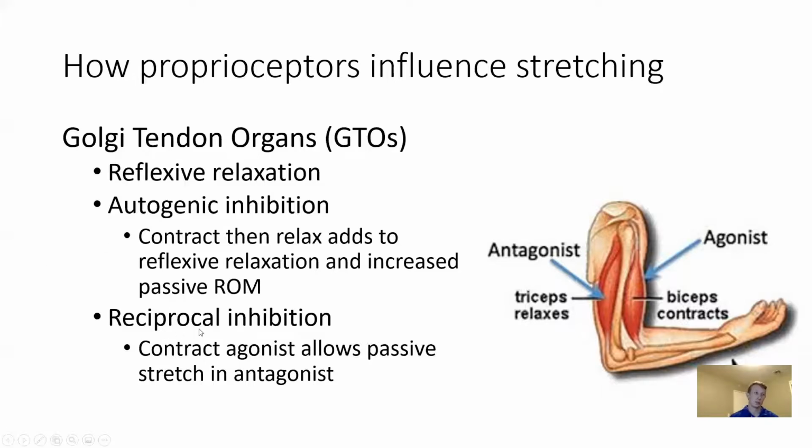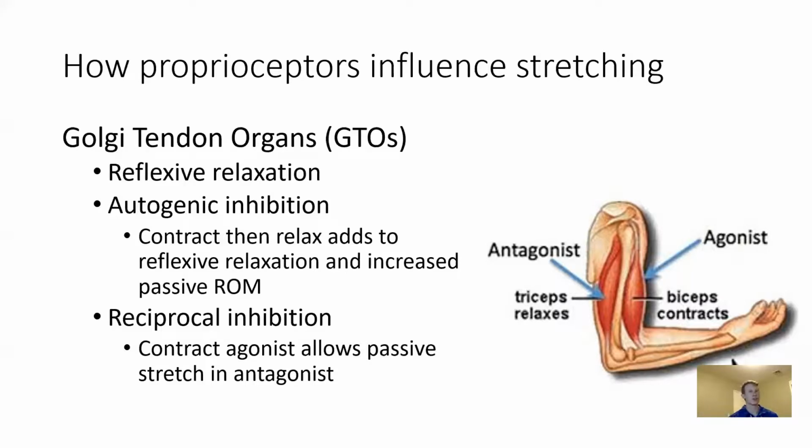And reciprocal inhibition is where we contract an agonist to allow a stretch of the antagonist. So we did a little bit of this when we did our hip stretches, where we would contract the glute to stretch the hip flexors. So contracting the extensors causes a reciprocal inhibition of the flexors. Contracting the flexors causes a reciprocal inhibition of the extensors, and so on with those agonist-antagonist muscle groups.